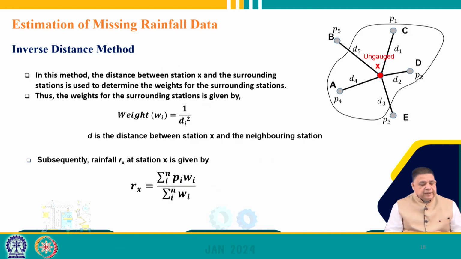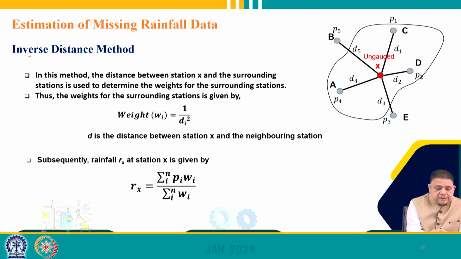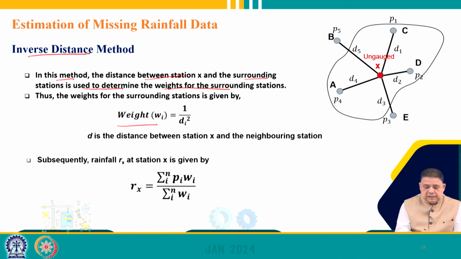Now, we come to the next method, which is the inverse distance method. In this method, the distance between station X and the surrounding stations is used to determine the weights for the surrounding stations. That simply means we have to rely on the weights, and the weight assigned to a particular station is given by 1 by d i square, where d is the distance between station X and the neighboring station.